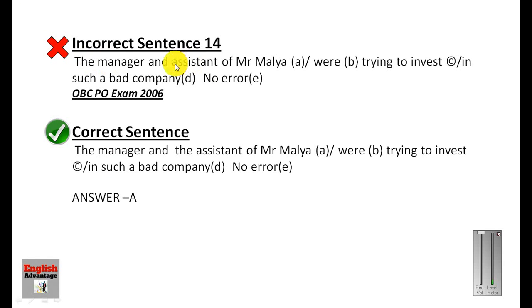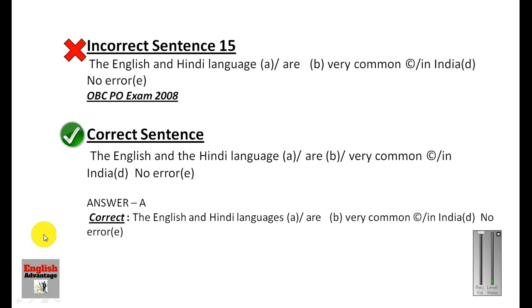The manager and assistant of Mr. Malya were. Were simply means there are two persons. So we have to put the twice. The manager and the assistant of Mr. Malya, because this sentence implies that this is the same person. The manager and assistant is the same person. But this were indicates that these are two persons. So that is why we have to put the here, the manager and the assistant. So the problematic part is A, and the answer would be A. Now let us see the next question.